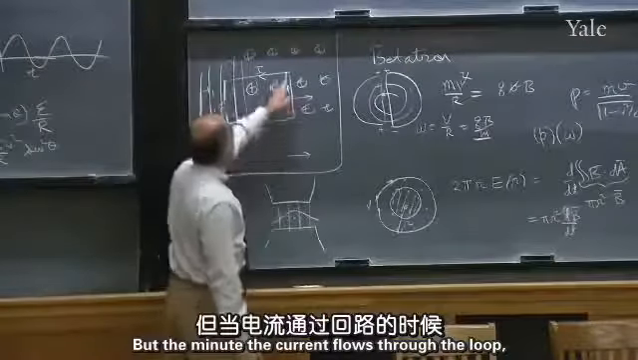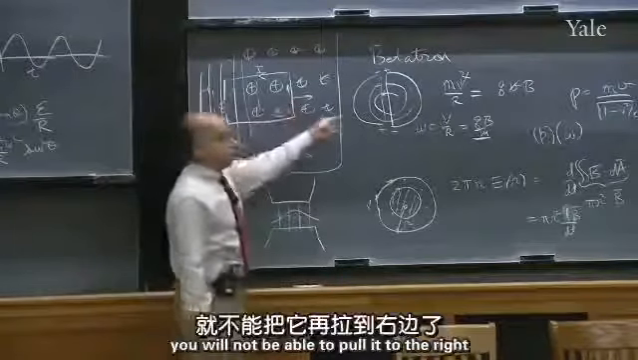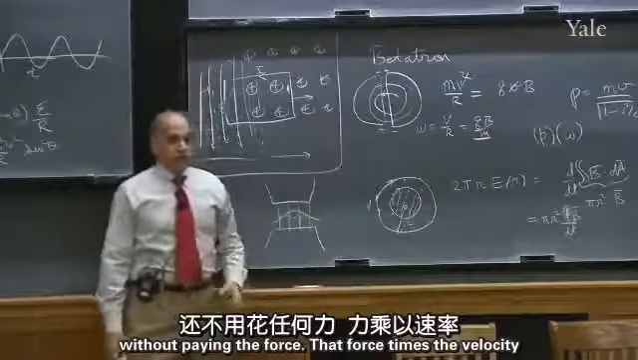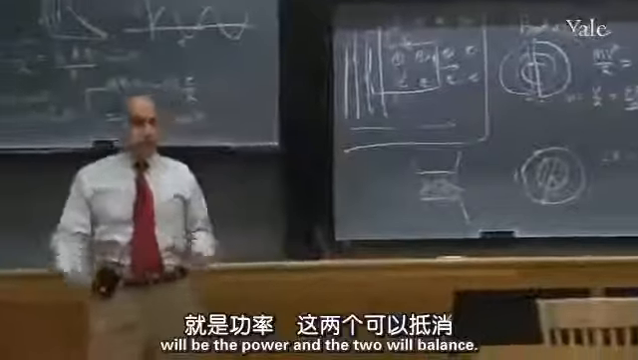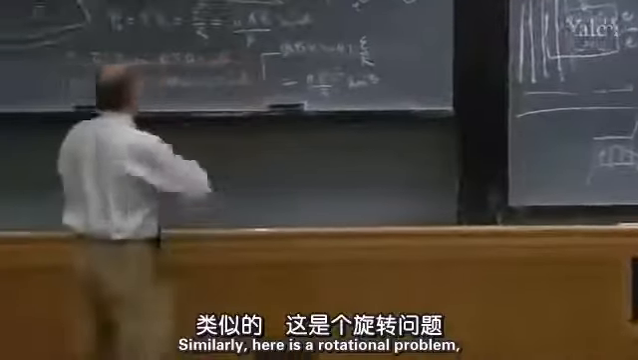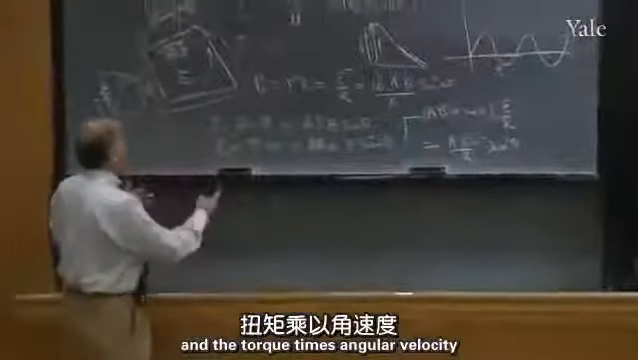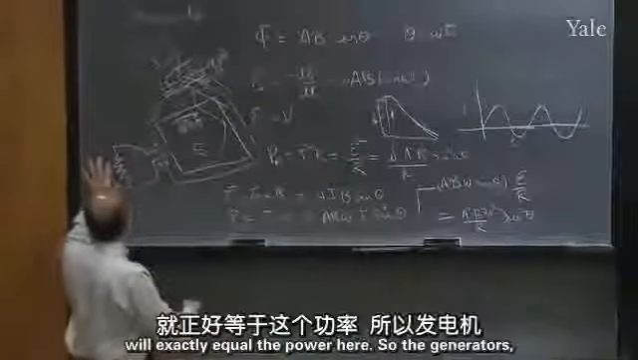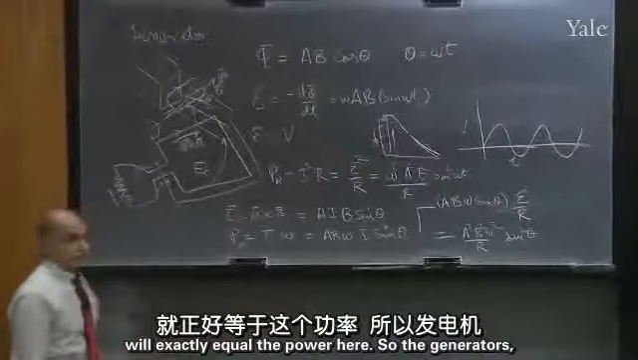But the minute the current flows in the loop, you will not be able to pull it to the right without paying the force. That force times velocity will be the power, and the two will balance. Similarly, here is a rotational problem, and the torque times angular velocity will exactly equal the power here.